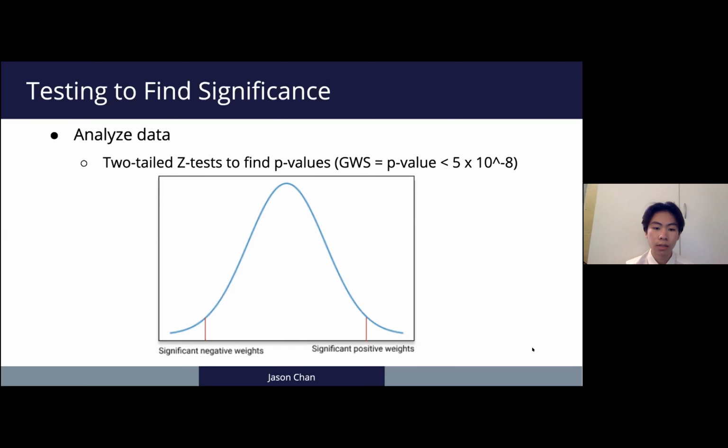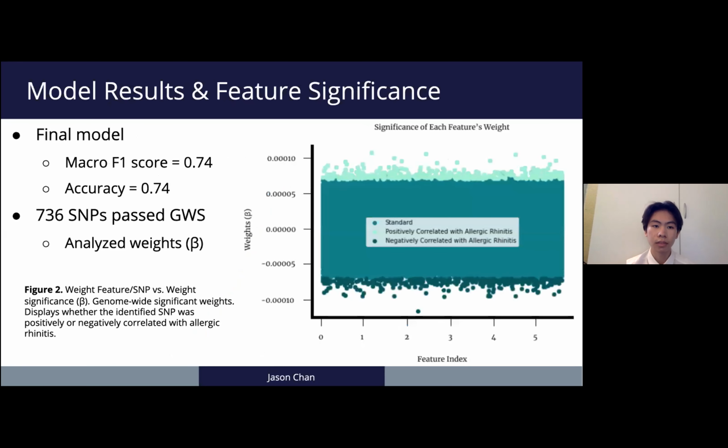And so as you can see, we looked at the positive weights and the negative weights. So our final model achieved a macro F1 score and an accuracy of 0.74.